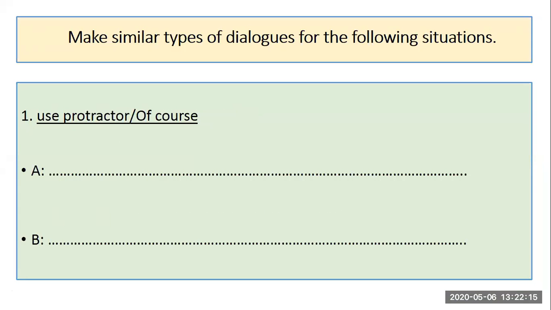Okay, Ritisa, use protector, of course. So here permission is granted. So A is asking for protector and B is allowing. So how do you write the sentence? You tell me now.